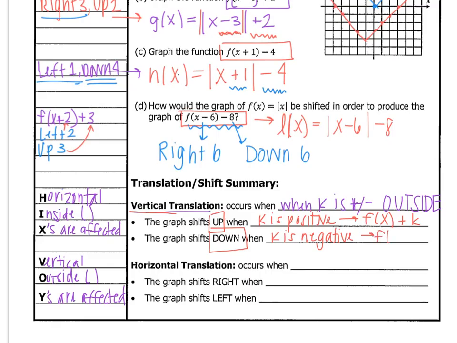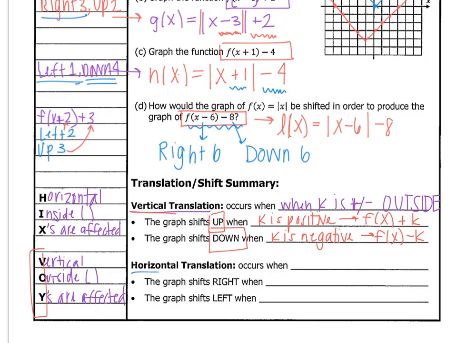So again, f of x, close parentheses, but this time minus k on the outside. Outside, vertical, y's, meaning up and down. That's where this VOY comes in. Vertical, outside, y's are changed or affected. So we shift up or down.